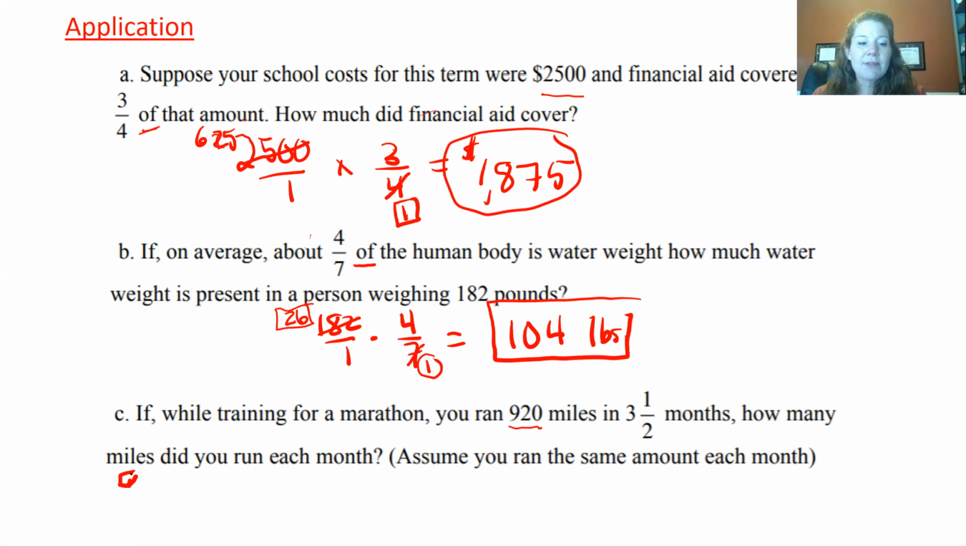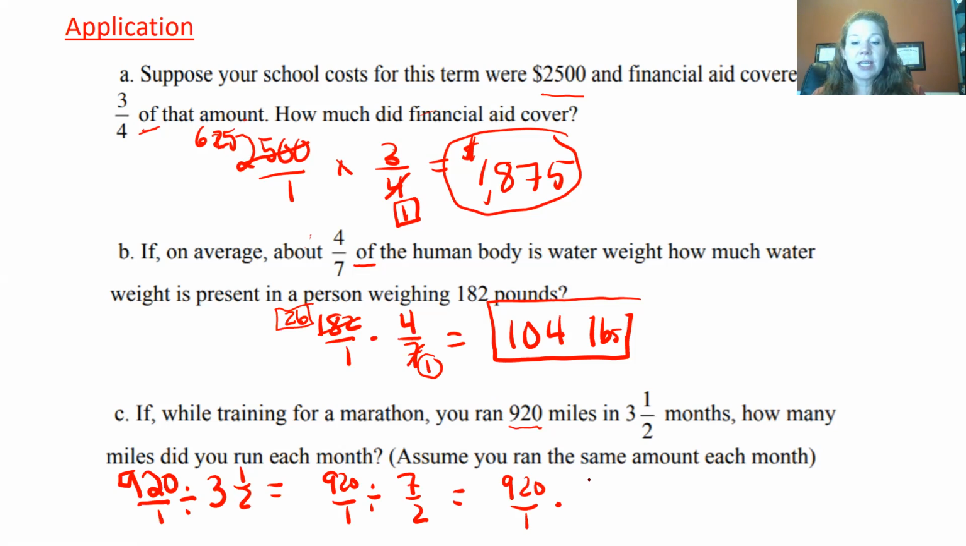All right, so we have 920 over 1. We're going to divide that by 3 1/2. So we multiply 2 times 3 and add 1. 2 times 3 is 6, plus 1 is 7/2. Now we're going to keep it, change it, flip it.